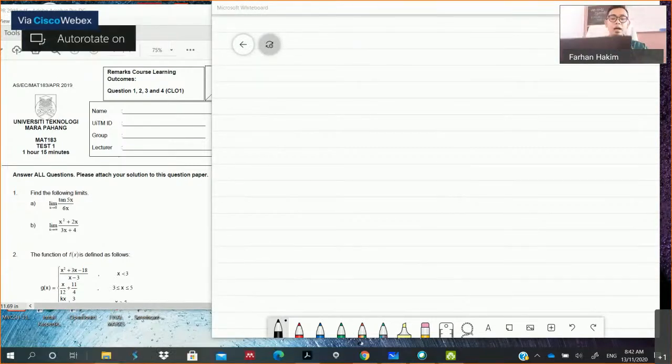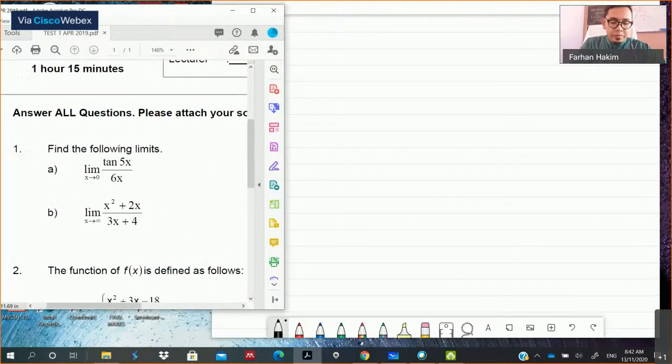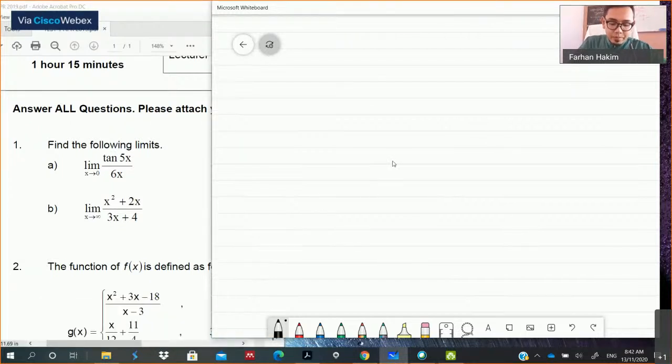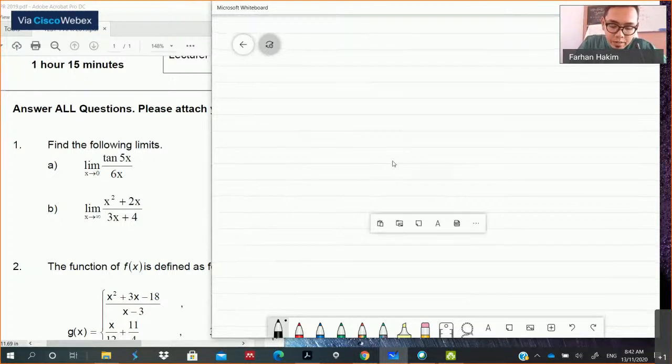So we are asked to find the limits for the first one. We are given this type of limit, so what we need to do is to use the squeezing theorem. Firstly, we'll just recall the squeezing theorem. The squeezing theorem says that the limit as x approaching 0 of sine x over x is equal to 1.